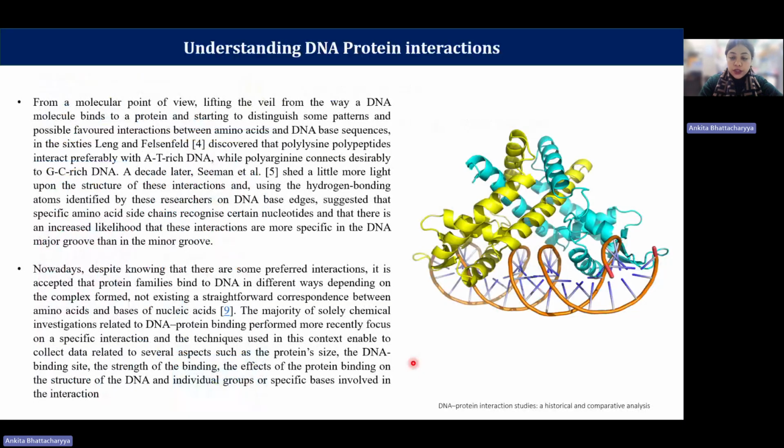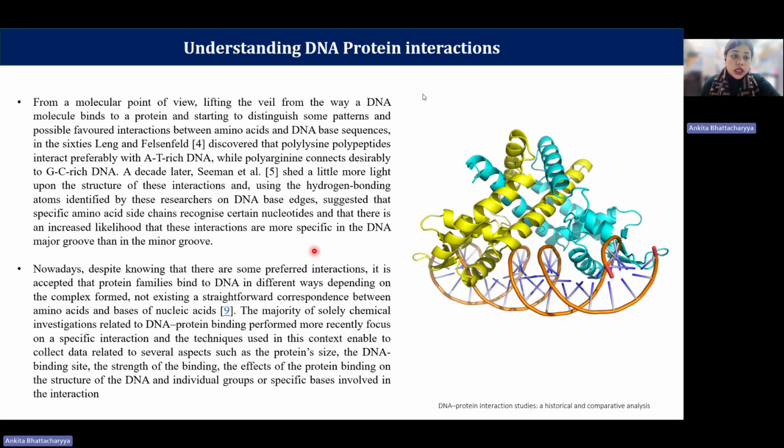So, when we talk about DNA protein interactions, from a molecular point of view, lifting the veil from the way a DNA molecule binds to a protein, basically think about it in this way. If we get a historical perspective into this whole thing, when people initially started understanding that DNA is so largely controlled and regulated by the protein which binds to it, understanding those interactions and manipulating them to our own studies to address our objectives was something that scientists were very interested in doing.